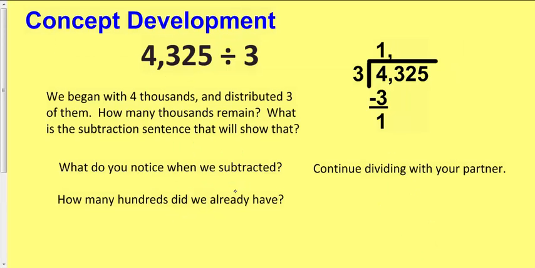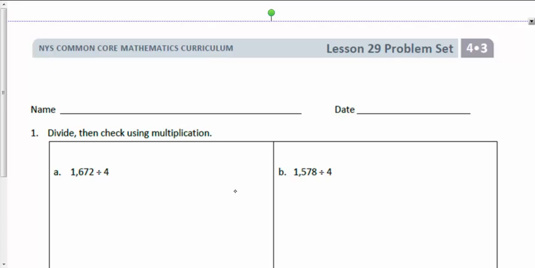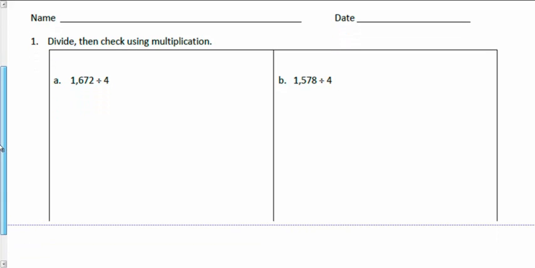So let's go ahead and get our problem set. Go ahead and write your name on your problem set. And then we're going to do the exact same thing today on our problem set that we just did in our journals. We're going to divide, and then we're going to check using multiplication. So if you feel like you're pretty confident you can do this by yourself, go ahead and pause the video and try to divide by yourself, but I do want you to come back and check with me. I'm going to walk you through every problem.